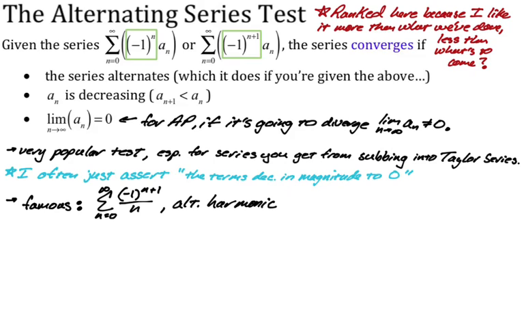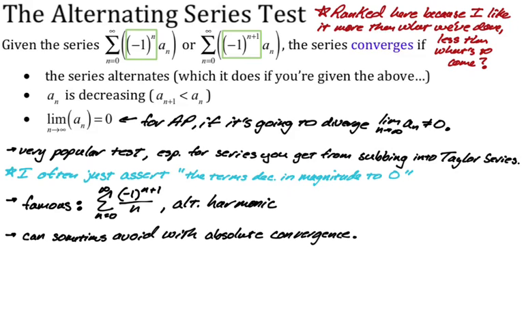Not on this one, because if you take the absolute value, you get 1 over n, and 1 over n diverges. So this is not absolutely convergent. It's just conditionally convergent. But you can usually or often avoid it by just looking for absolute convergence, by taking the absolute value of the nth term and seeing if that converges. But the alternating series test is huge, really important.